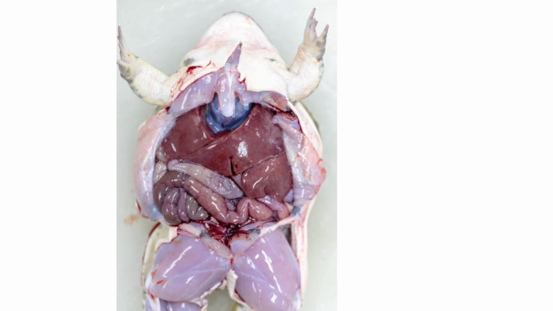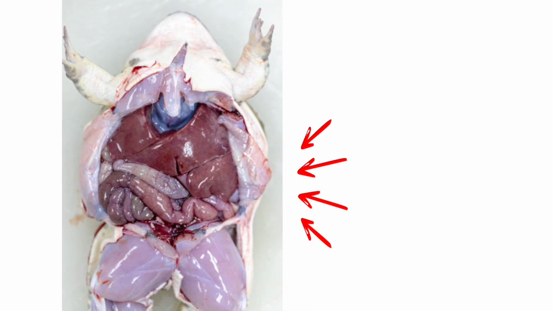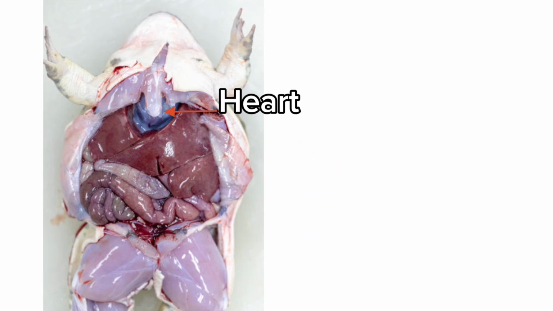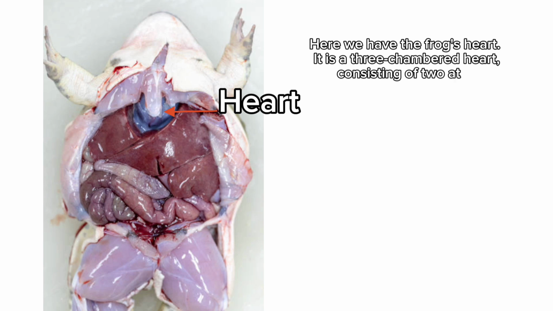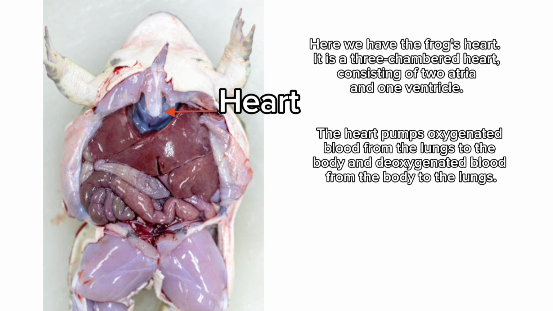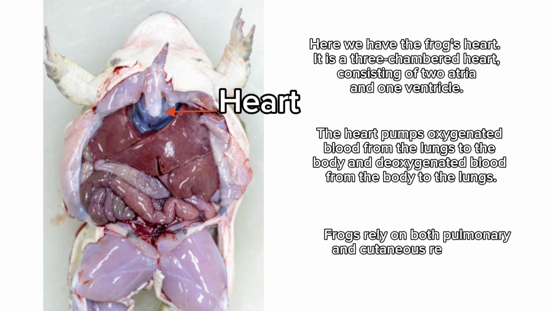Here is the frog after cutting the incision, so let's identify its parts. Let's begin with the heart. Here we have the frog's heart. It is a three-chambered heart consisting of two atria and one ventricle. The heart pumps oxygenated blood from the lungs to the body and deoxygenated blood from the body to the lungs. Frogs rely on both pulmonary and cutaneous respiration.